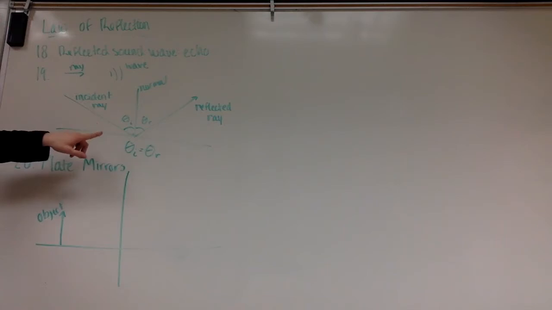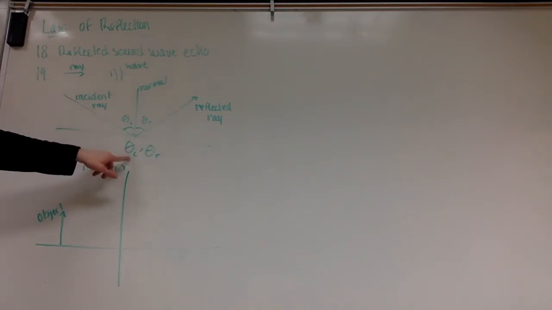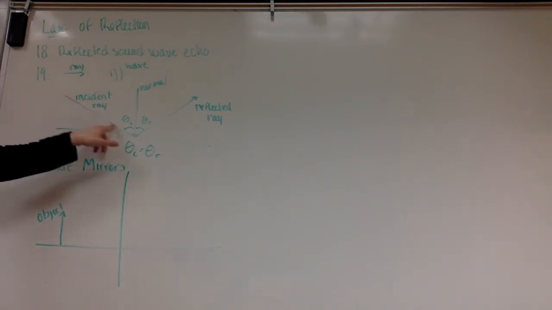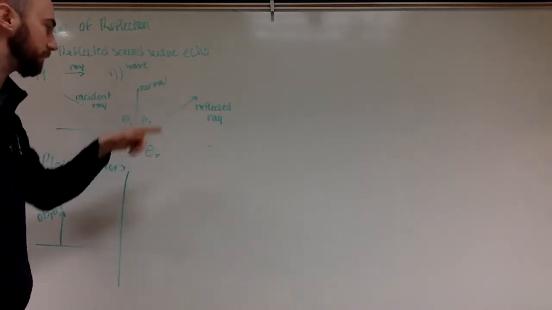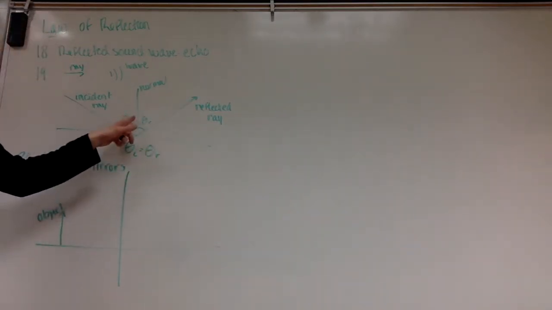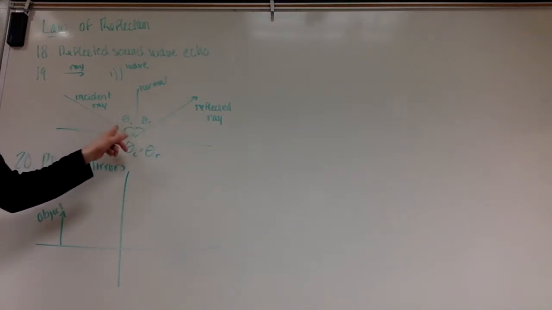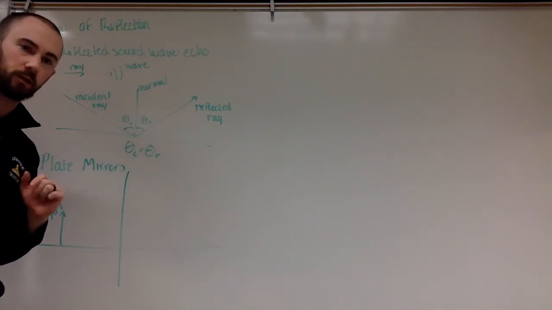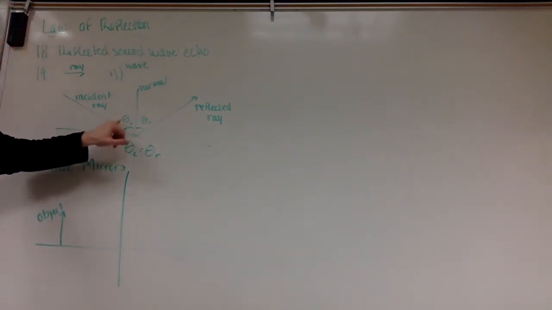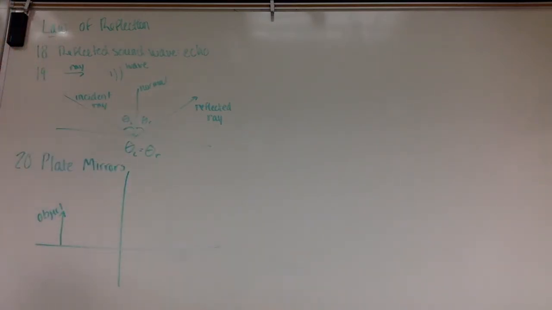And the thing that's neat about reflection is that your angle of incidence, the angle the ray comes in, is always going to be equal to the angle the ray comes back out, the reflected ray. And we represent those angles as measuring from the normal to the angle where they come in. Remember, the normal is just perpendicular to the surface. So the angle of incidence is always equal to the angle of reflection.